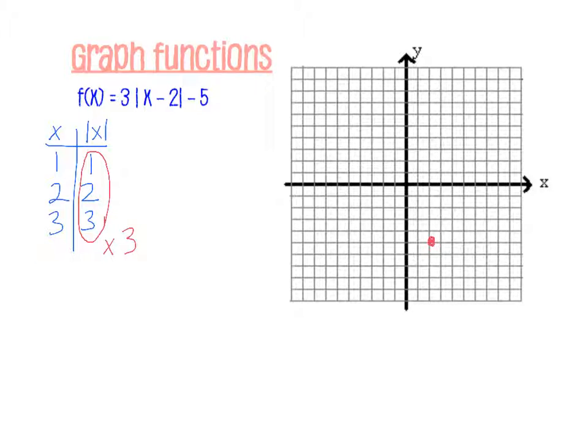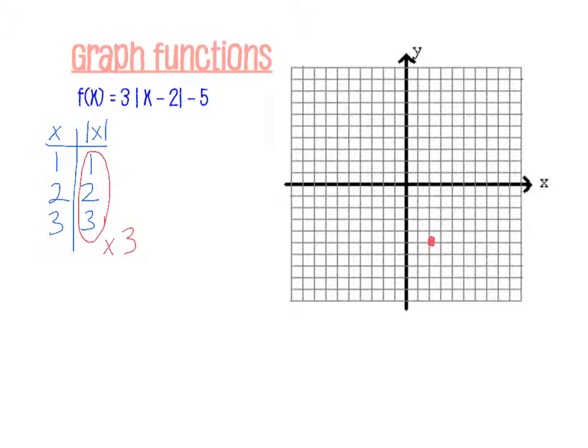And then whereas I would normally go over 1 and up 1, I'm going to have to go over 1 and up 3, because I'm taking it times 3. Over 2 and up 6. Over 3, up 9. That'll tell me my shape. Let's go over to the graph and do it.